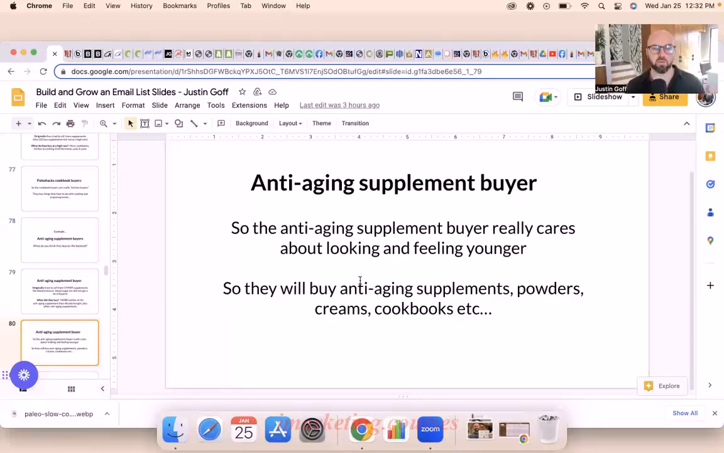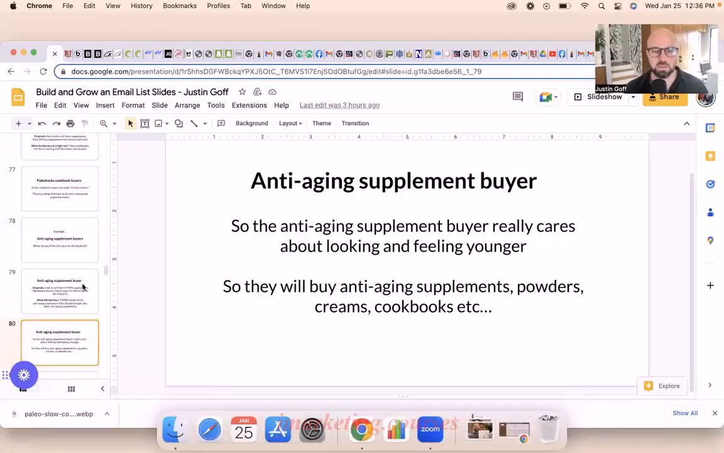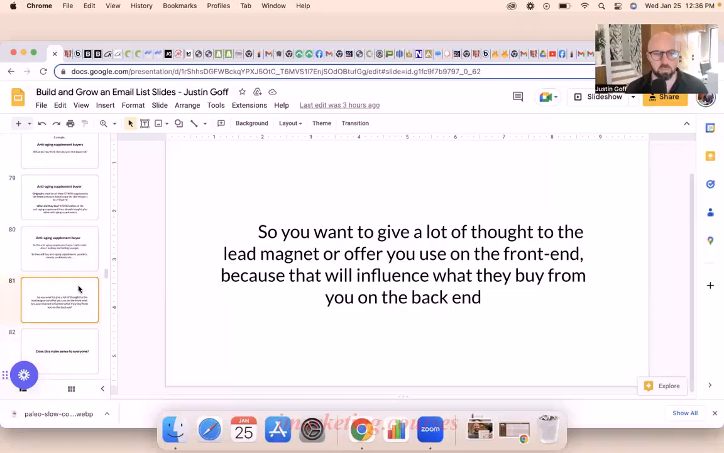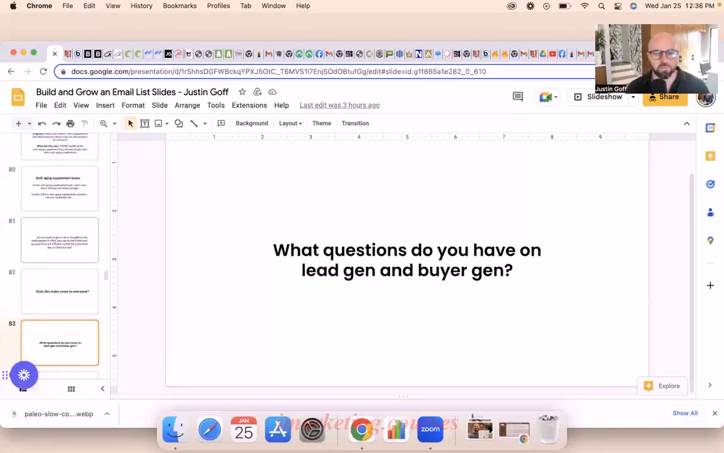So everything on the back end really had to be focused around anti-aging. We were making the mistake of like, okay, we have an anti-aging supplement, now let's try to fill out the rest of our supplement line. We'll do a blood pressure one, we'll do a back or a pain one, we'll do a diet or a blood sugar one. But that's not who they are. They're anti-aging buyers. So they want more anti-aging stuff. So the big point here is you want to give a lot of thought to the lead magnet or the offer that you use on the front end, because that's going to influence what they buy from you on the back end.